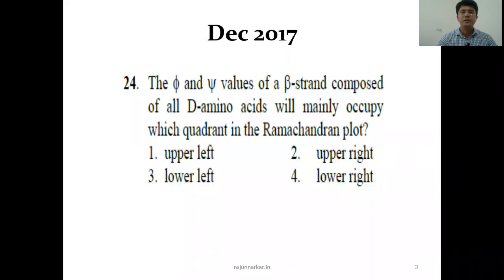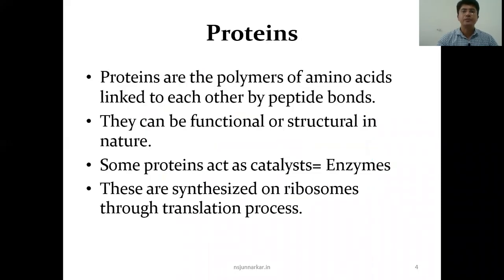Another question is based on the Ramachandran plot, which was asked in December 2017. The phi and psi values of a beta strand composed of all D amino acids will mainly occupy which quadrant in the Ramachandran plot. So you have to select an appropriate option. So for this, we need to have some of the information on the Ramachandran plot, secondary structures, dihedral angles, and so on. So let us have a look at some of the basics of the proteins.